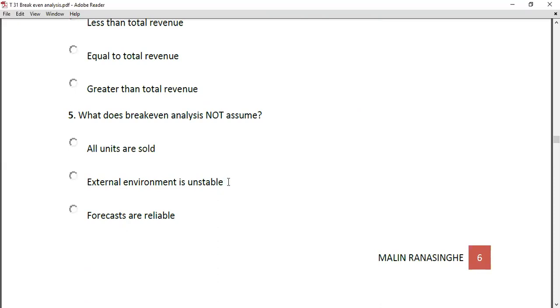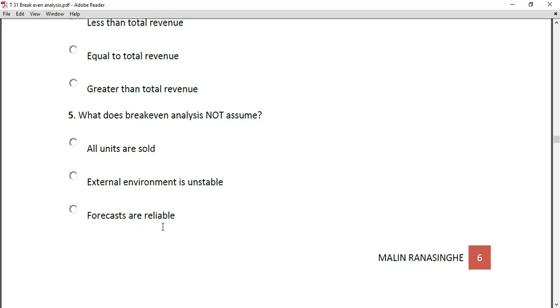That's a wrong answer because we assume that the external environment is stable. What is external environment? Government, economic environment, technological environment, everything. PESTAL factors: political, economical, social, technological, legal, cultural, all these external factors which are beyond the control of the business, we are assuming these are stable. So the second one, external environment unstable, is not an assumption.